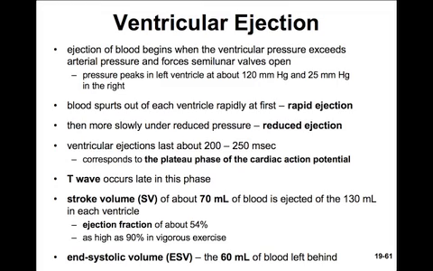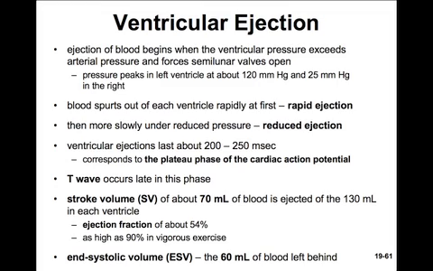The stroke volume is about 70 milliliters of blood. That is the fraction of blood that's ejected of the 130 milliliters in each ventricle. That leads us to an ejection fraction of 54%. We might see that go up as high as 90% in the case of vigorous exercise.